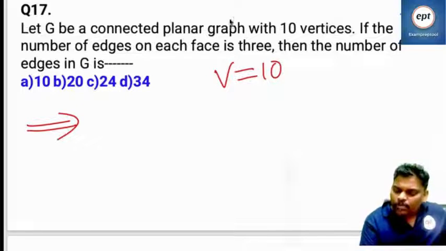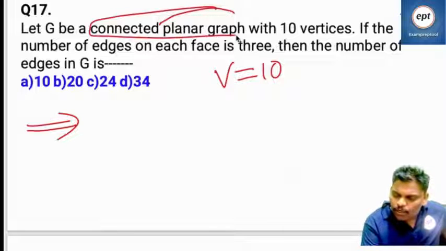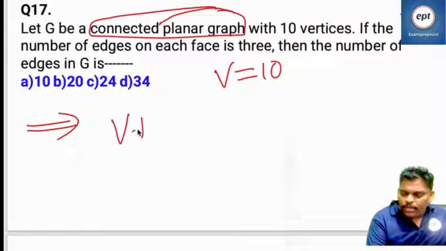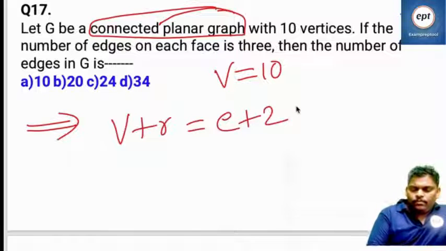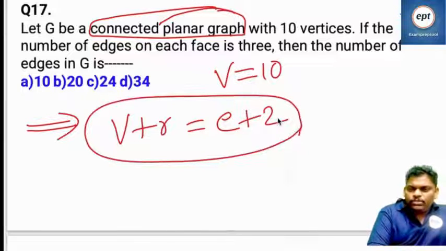Can you help me now? Connected planar graph. What is the formula? V plus R is equal to E plus 2. Am I right? Connected planar graph. V plus R is equal to E plus 2.